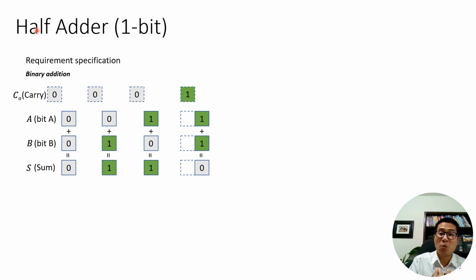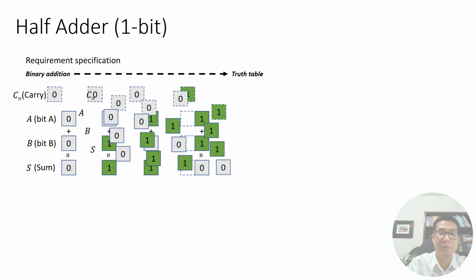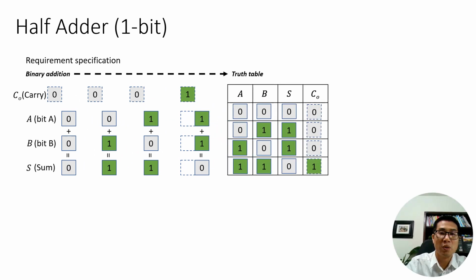Then from these requirements, we need to build the truth table with the inputs A and B and the outputs sum and carry out. So we need to rearrange this into a table. Just rearrange them into a truth table this way. We have A as an input, B as an input, S as the first output, and CO as another output.